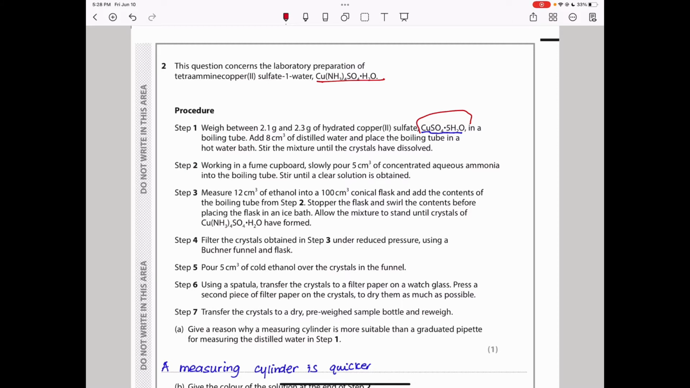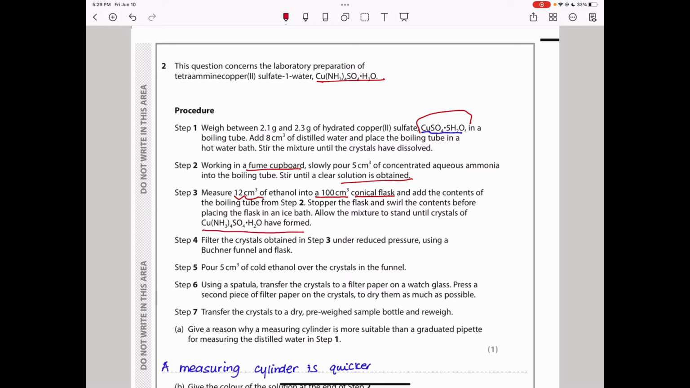Step 2. Working in a fume cupboard, of course this is for safety reasons, slowly pour 5 cm³ of concentrated aqueous ammonia into the boiling tube. Stir until a clear solution is formed. Step 3. Measure 12 cm³ of ethanol into a 100 cm³ conical flask. We are measuring 12, and add the contents of the boiling tube from step 2. Stopper the flask and swirl the contents before placing the flask in an ice bath. Allow the mixture to stand until the crystals are formed.